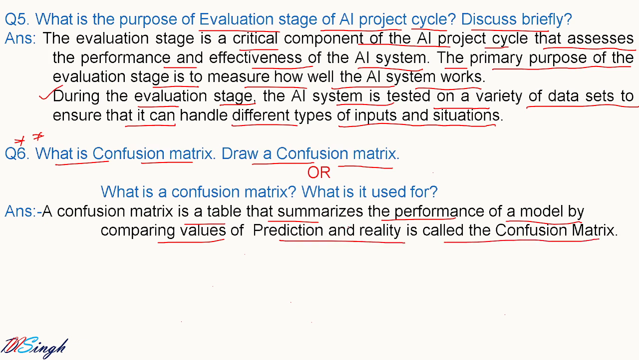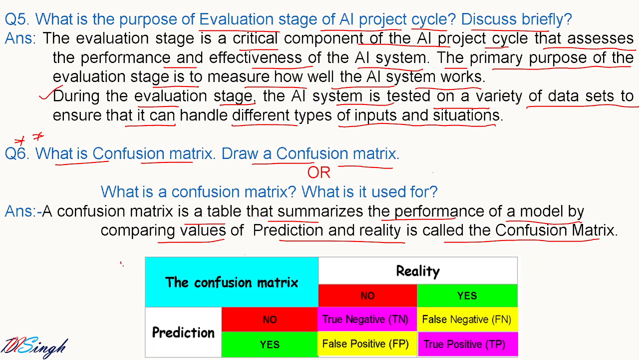A confusion matrix in itself is not an evaluation parameter. Remember that. A confusion matrix in itself is not an evaluation parameter like accuracy, precision, recall and F1 score. But by using a confusion matrix, we can evaluate any model. Okay, so this is the confusion matrix.